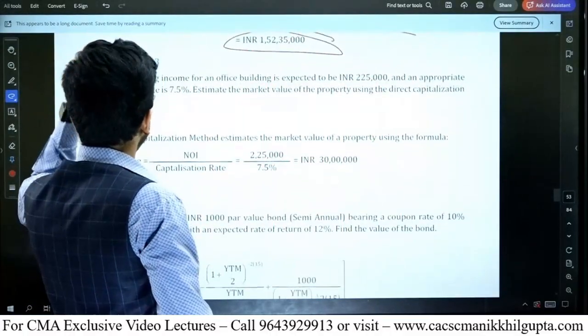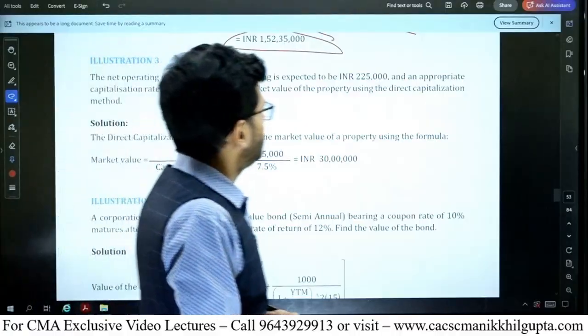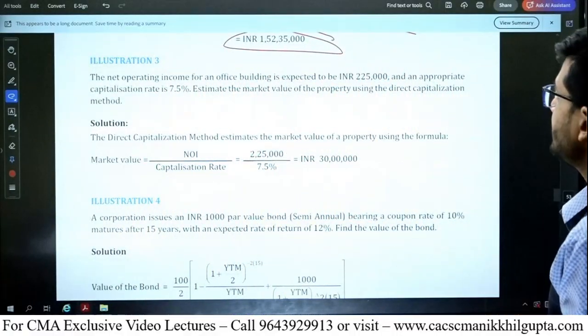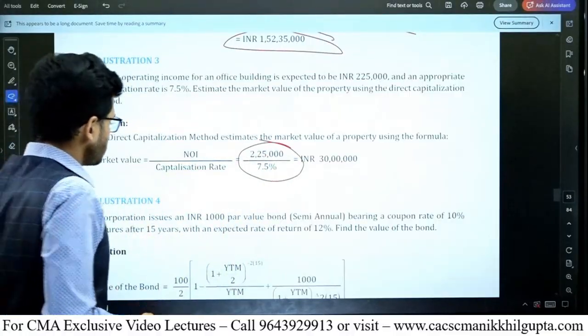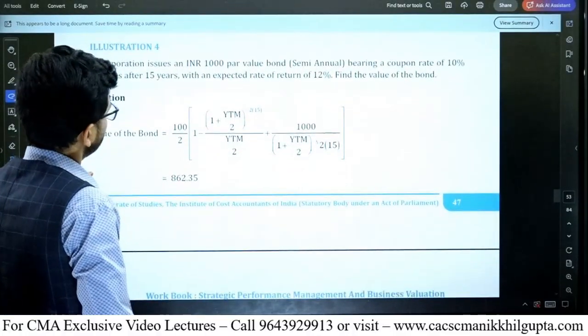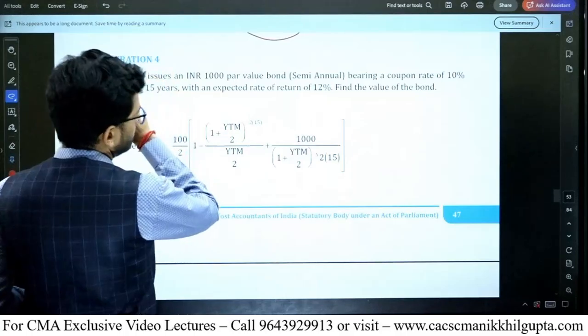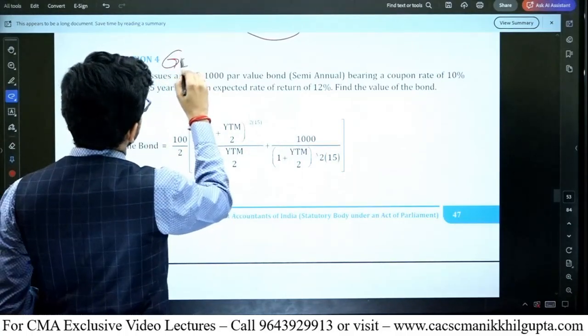Okay, so got it. Illustration number 3: net operating income for an office building is expected to be 2,25,000, appropriate capitalization rate, estimated market value of property. This is so simple, guys. 2,25,000 divided by 7.5%. So very, very easy question. This question is a good question.